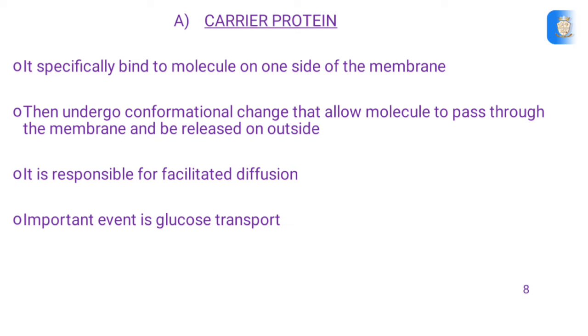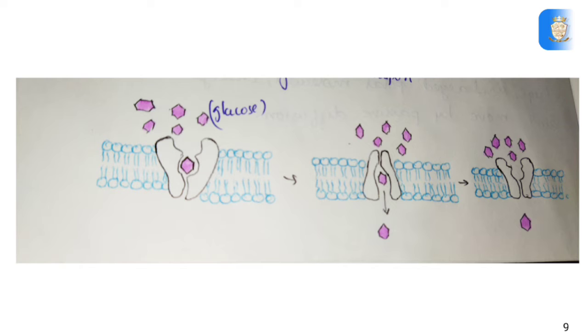First, about the carrier protein. It specifically binds to a molecule on one side of the membrane, then undergoes a conformational change that allows the molecule to pass through the membrane and be released on the other side. Example, the glucose transport event. The glucose molecule is attached to the carrier protein. The carrier protein undergoes conformational change and the glucose molecule is released.